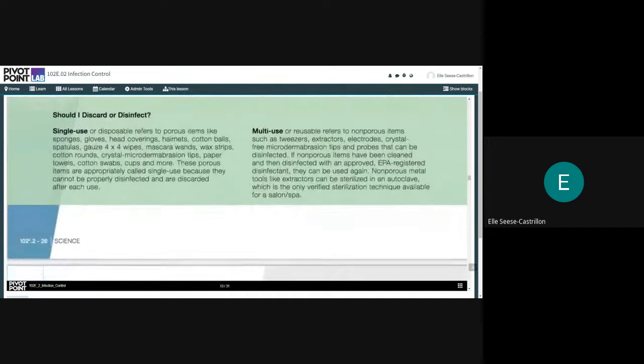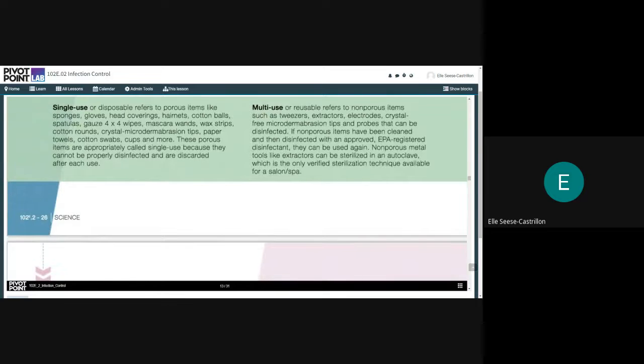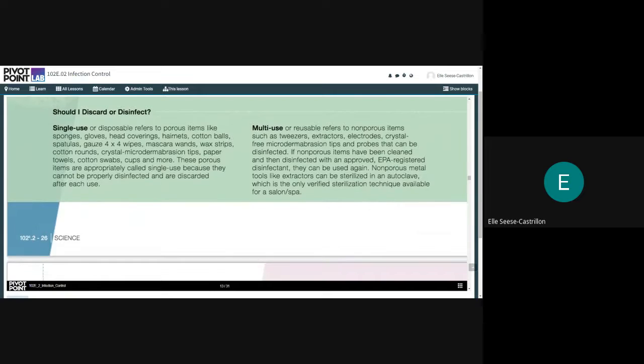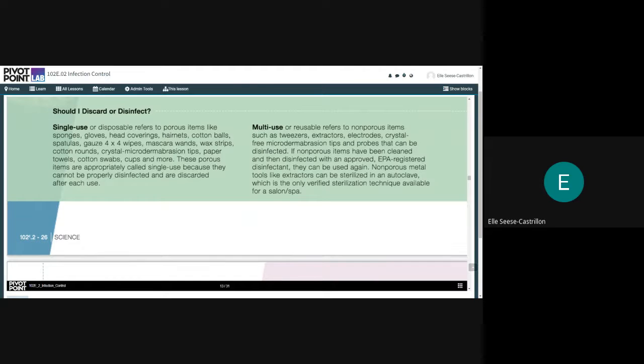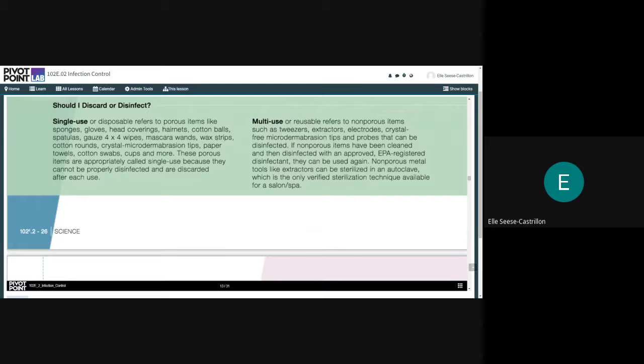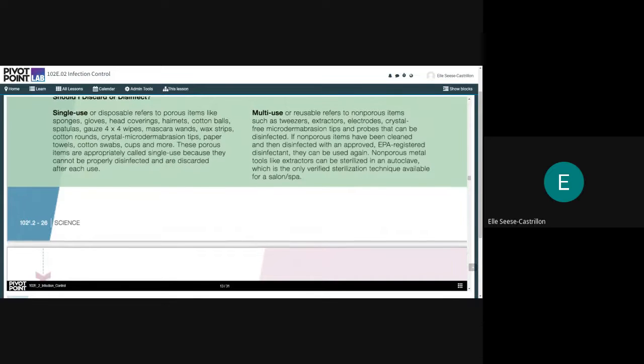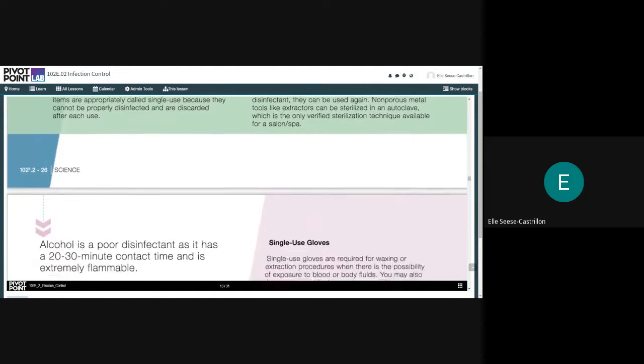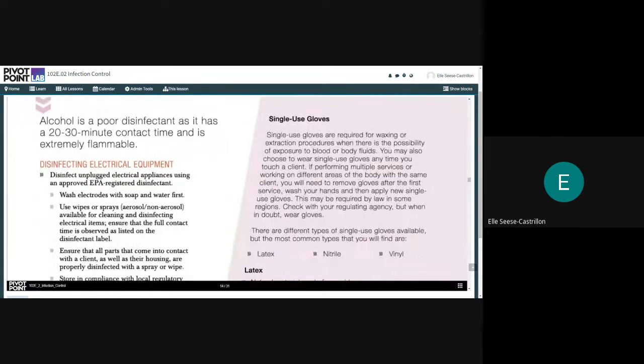So should you discard or disinfect? If it's a single-use item, you're going to discard it. If it's a multi-use item, you will disinfect. So single-use items would be sponges, gloves, hair nets, cotton balls, gauze, spatulas, mascara wands, wax strips, wax sticks. So these are all going to be single-use items. Multi-use items are going to be tweezers, extractors, electrodes, microdermabrasion diamond tips. So all of those can be cleaned and then disinfected properly.